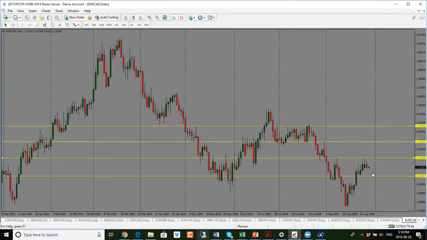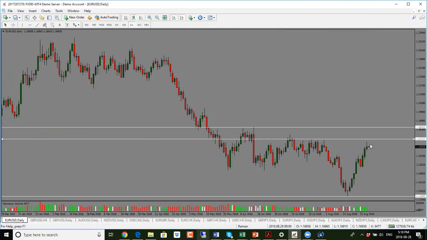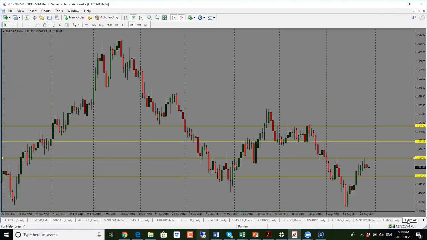Euro CAD, this one is looking bearish. So this is a similar pin bar to pound yen. No, not pound yen, euro dollar. Euro dollar. So this is looking similar. So let's just switch back here, Euro CAD.